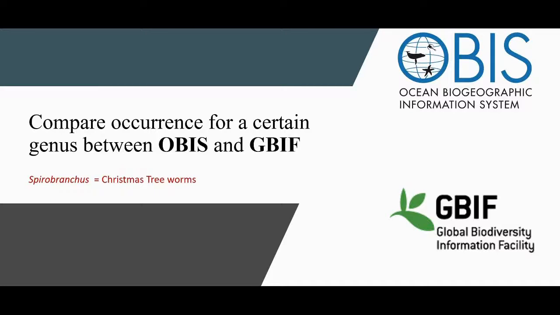Hi to everyone, guys. With this podcast, I would like to show you how to compare the occurrence for a certain genus between OBIS and GBIF. OBIS is the Ocean Biogeographic Information System, while GBIF is the Global Biodiversity Information Facility. And as an example, I will use the genus Spirobranchus, which is the Christmas tree worm.